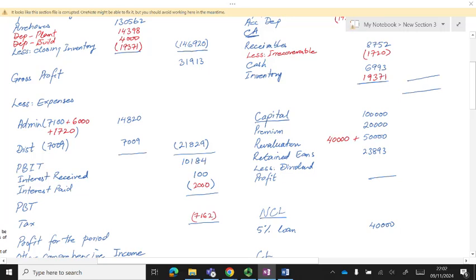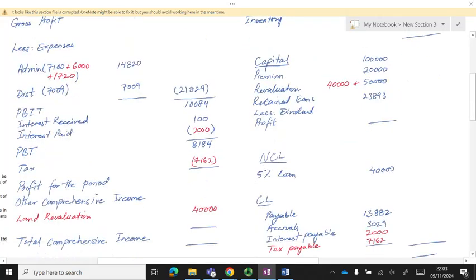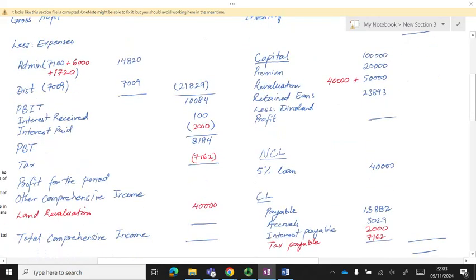Then adding, no, let me enter the figure, 31913 minus 21829 is 10084. Then add the interest received minus the interest paid is 8184. Then subtract the tax out of it, it is 1022.